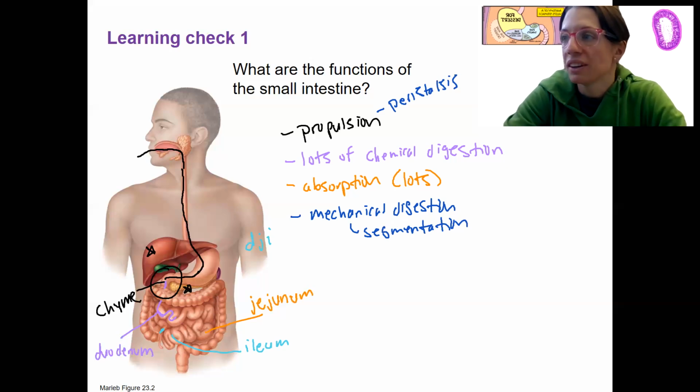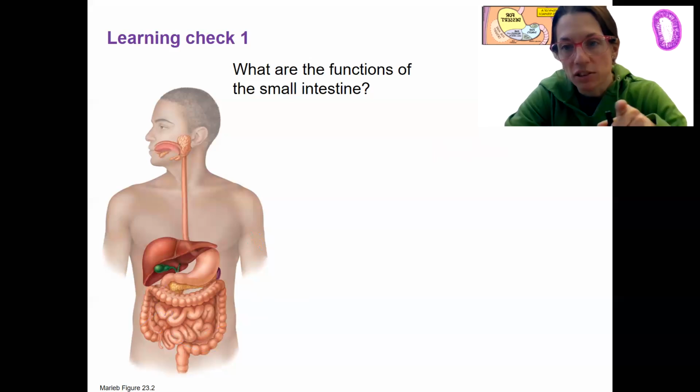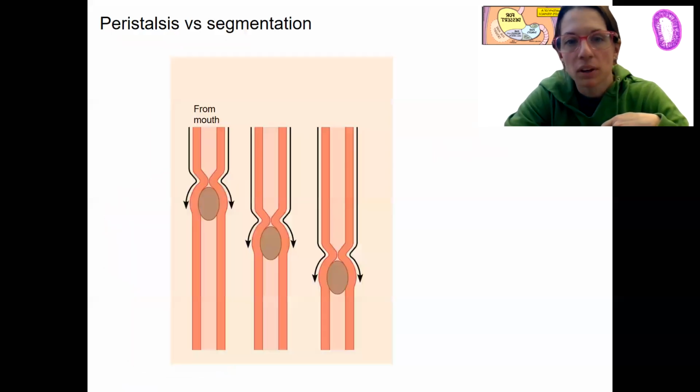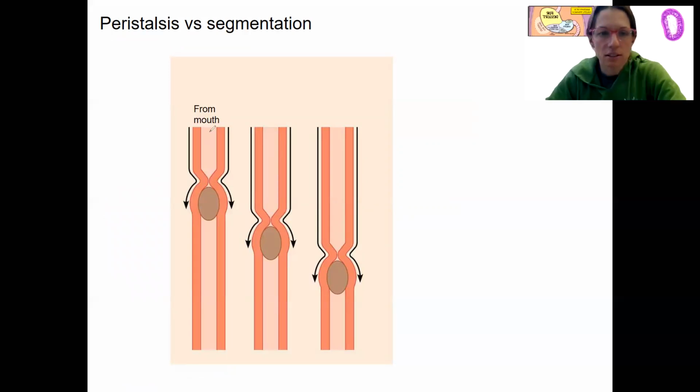That's your overview. Let's actually look at those two ways of movement right now. So peristalsis, you've already learned about. This is what's shown here. Peristalsis is primarily a means of propulsion.